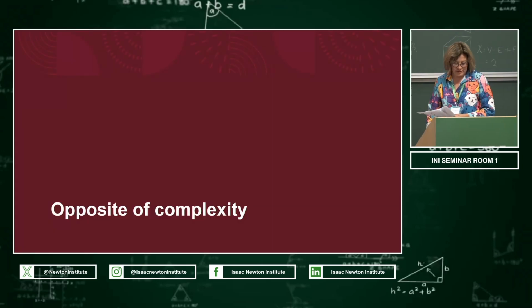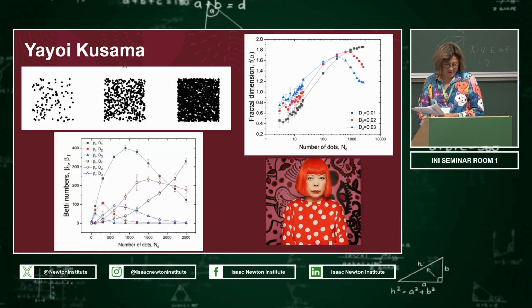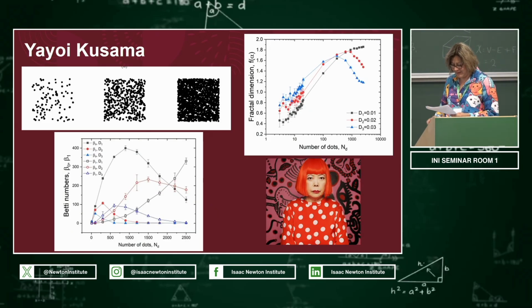So what is the opposite of complexity? To better understand the behavior of Betti numbers in works that appear to have low complexity, we conduct an analysis of Yayoi Kusama's work. In this case, we create synthetic abstract art with dots, and we repeat the exercise of creating images and analyzing them using the same methodology.